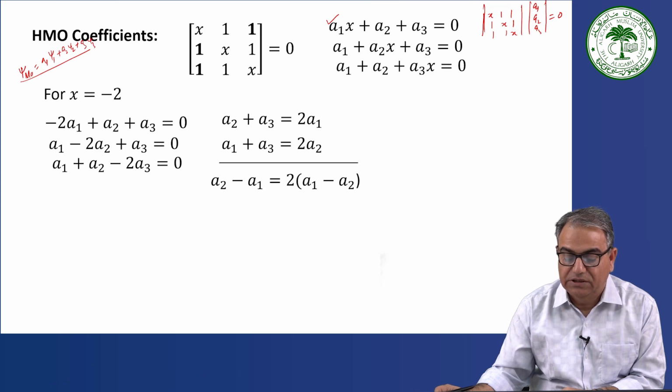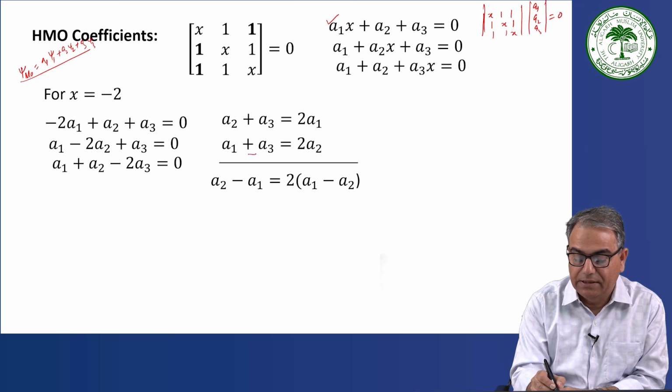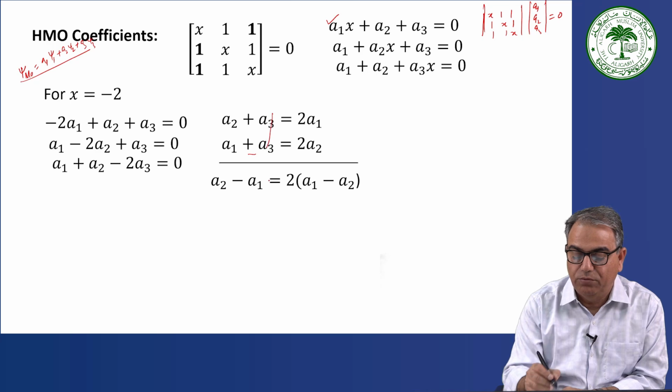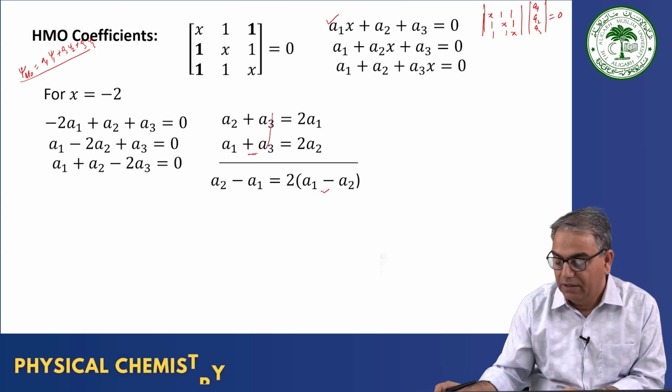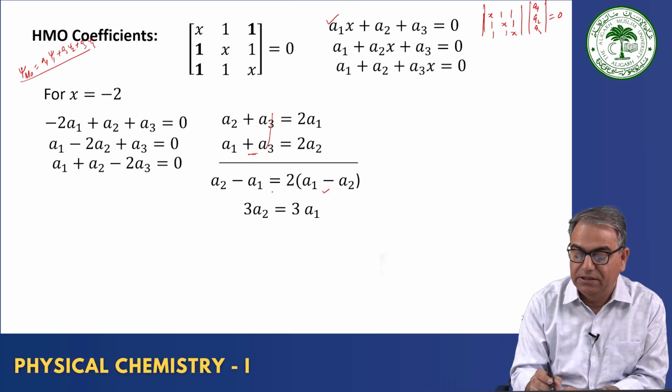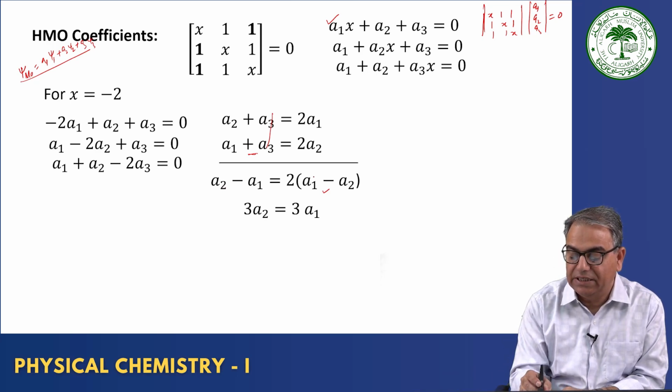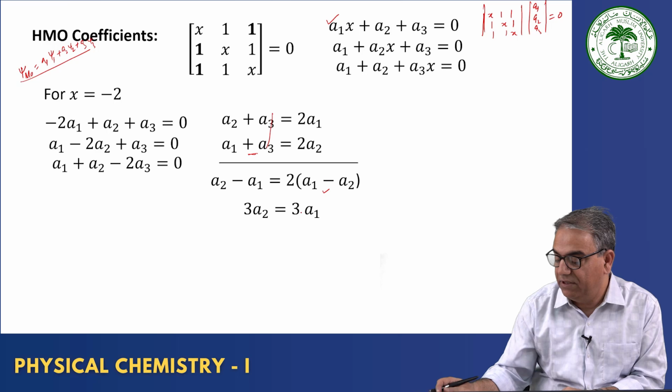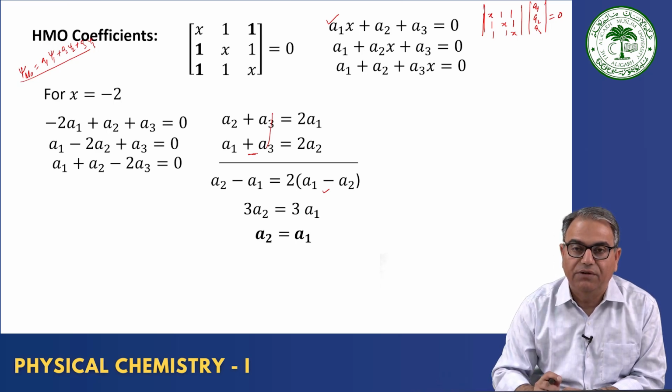Now if you subtract these two equations, what will happen? If you subtract, this will go, this will go, and you have a2 minus a1. Then a2 minus a1, and here you will have 2a1 minus a2. If you rearrange, bring a1 this side, it will be 3a1, bring a2 this side, it will be 3a2. So you have 3a2 is equal to 3a1, and that means a2 is equal to a1.